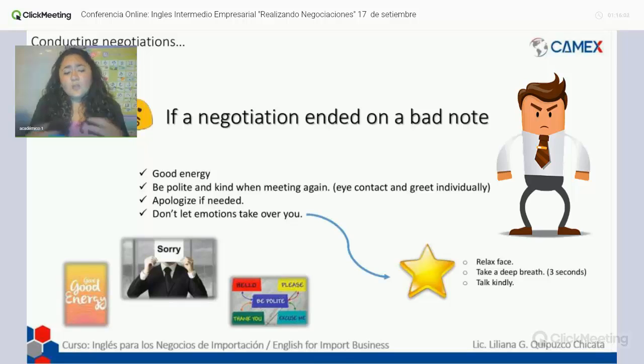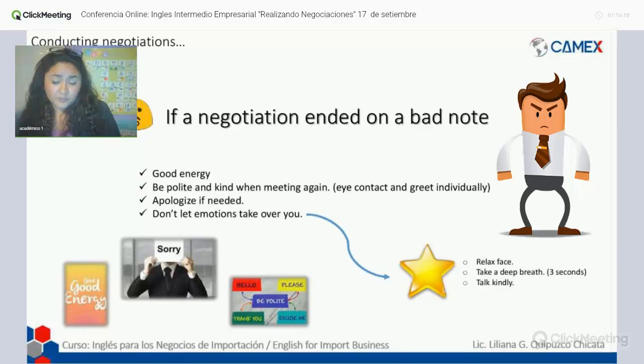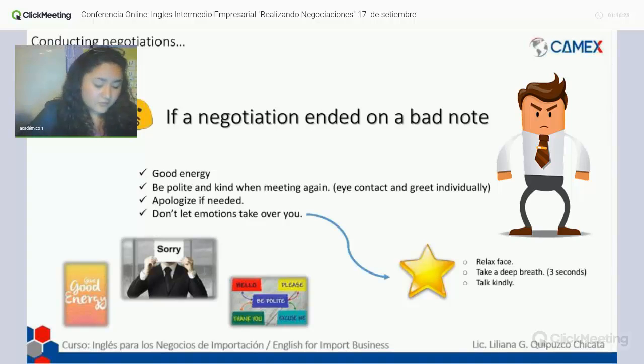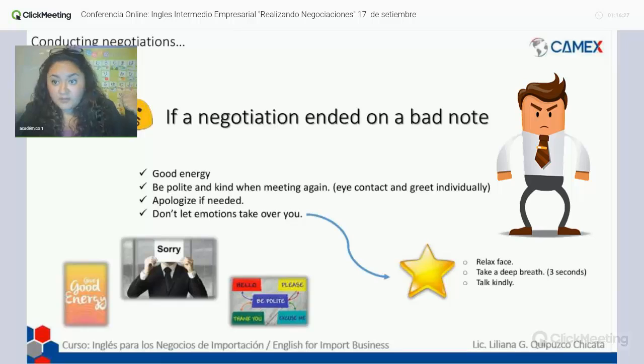So, what happens if I had a negotiation and it ended on a bad note, and I'm going to get together again with the supplier or client for another negotiation in 2 weeks? And now 2 weeks have passed, and I'm meeting again with my supplier or client, who 2 weeks prior had a bad-ending negotiation with me. So what do I have to do?